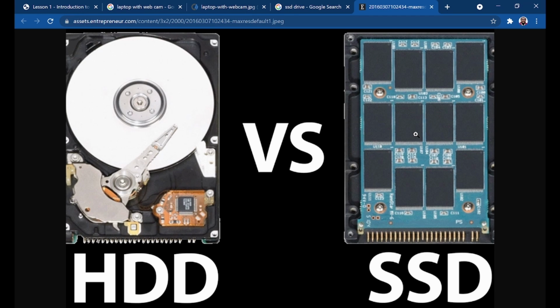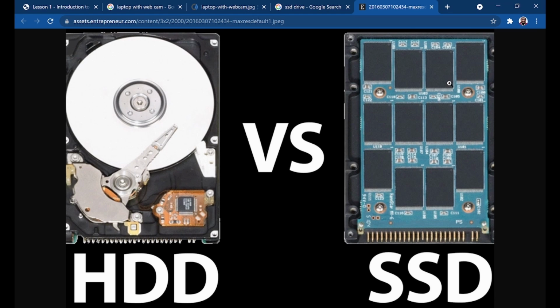SSD is built for speed. SSD is fast. If you have an SSD machine, then you have a modern machine. The machine I'm using does not use a hard drive. It uses SSD. That's the machine I'm using right now.